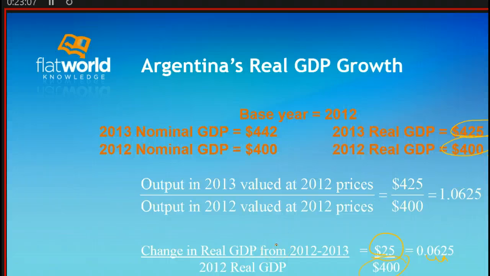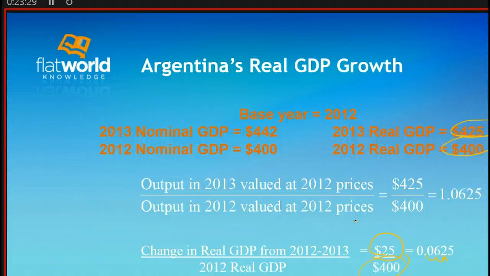Now, what did we say on the previous slide? Nominal GDP growth for Argentina was 10.5%. Nominal GDP growth was higher than real GDP growth, and that's because we are already assuming that the price levels had more or less gone up in this economy.